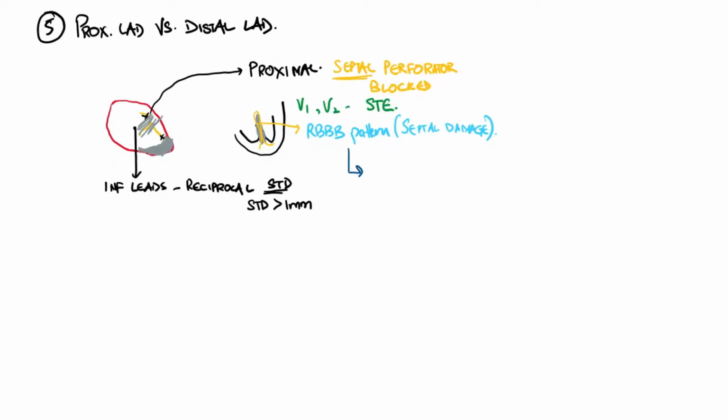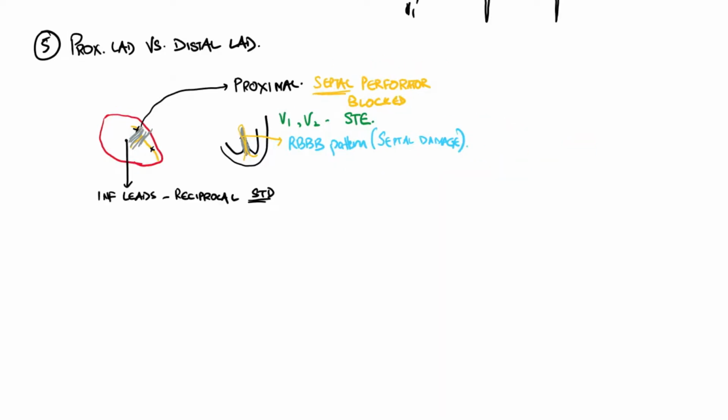The reason a right bundle branch block is significant over here is because instead of a normal RSR pattern in V1, what you're going to see with an infarct is a QR pattern. The initial R wave is not going to be visible over here because of significant septal damage.